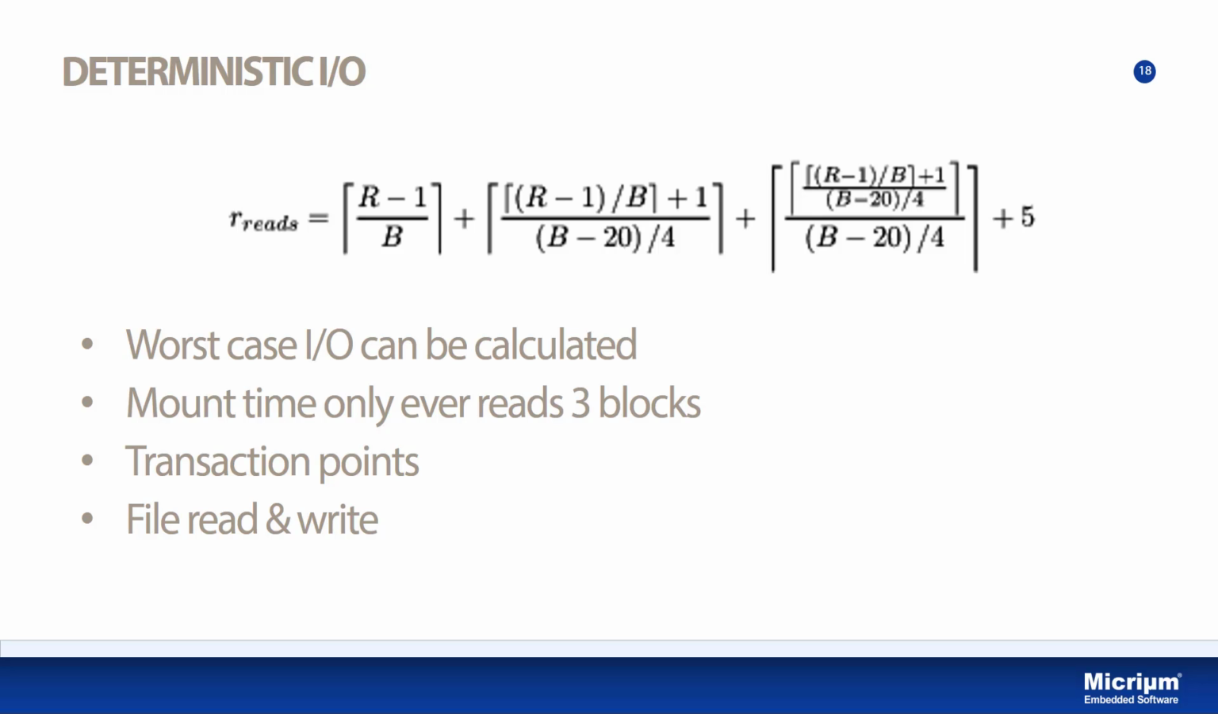Between transaction points and file system overhead, the worst case I/O can be calculated, and these equations are also included in the developer's manual. While measuring some block devices deterministically is quite difficult, Reliance Edge allows the developer to plan for everything above the block device in fine detail. At mount time, Reliance Edge only ever reads 3 blocks from the media. These are used to determine which of the media states is the current or known good state. The developer's guide gives complete calculations for how many operations will be required for a transaction point, for a file read, or file write.